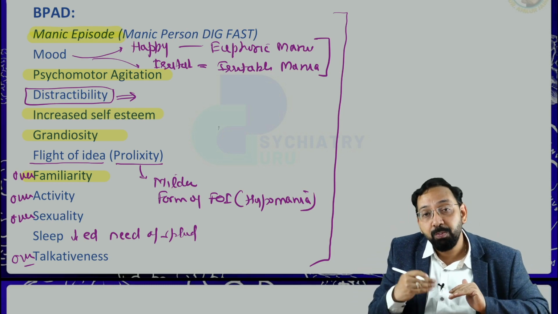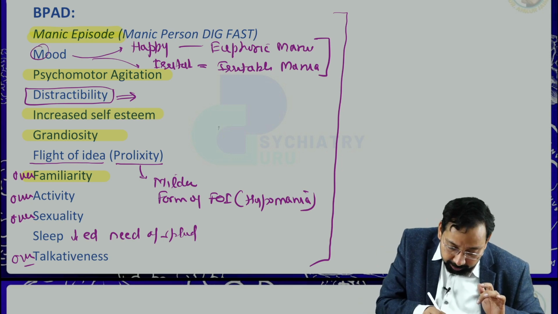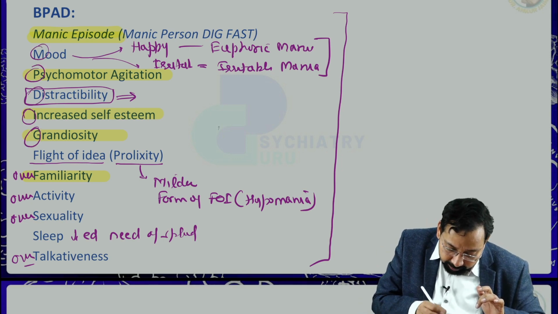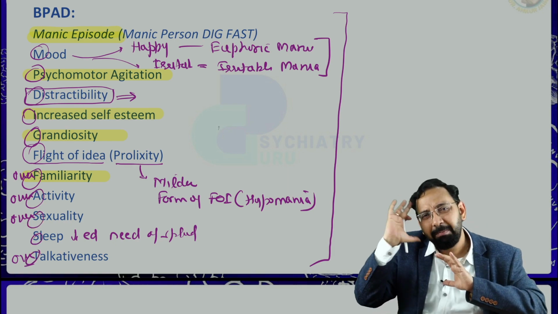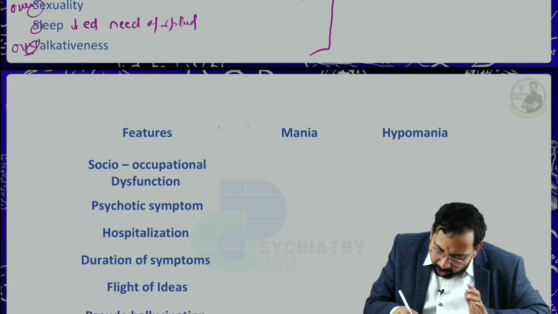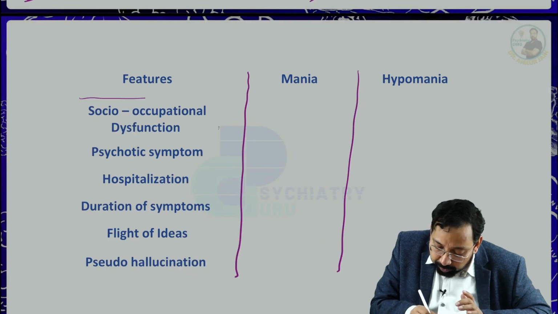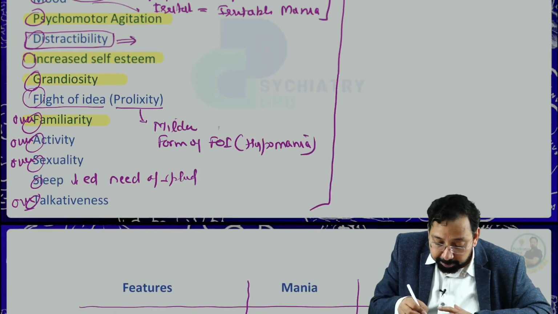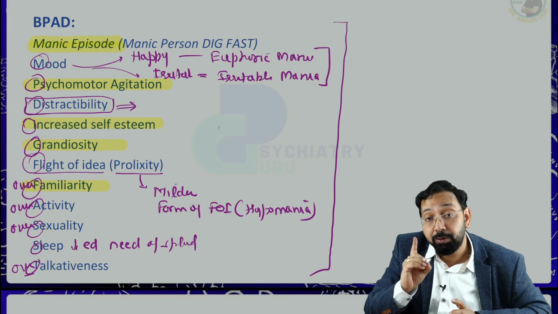I am avoiding making a mnemonic. Yes, sometimes we say manic person dig fast. But if you remember the typical symptoms, you will be able to solve the question. How will you differentiate whether the patient is having mania or hypomania? First and important point is symptoms may be more or less the same. This was a recently asked question in NEET and a very difficult question.